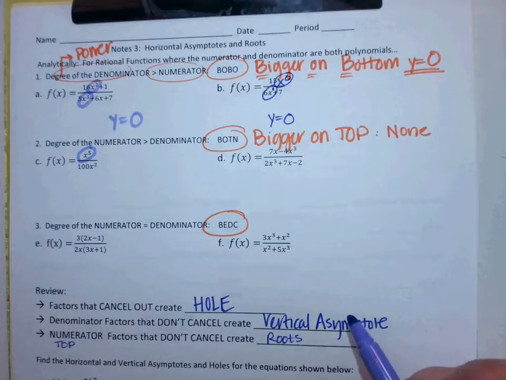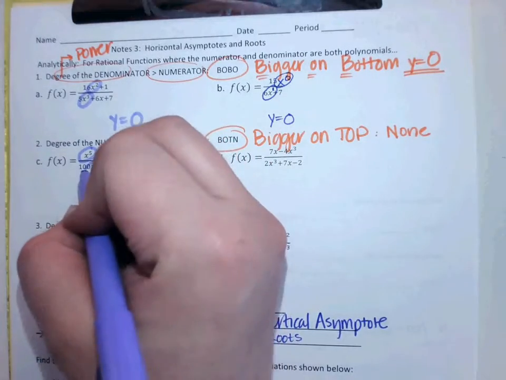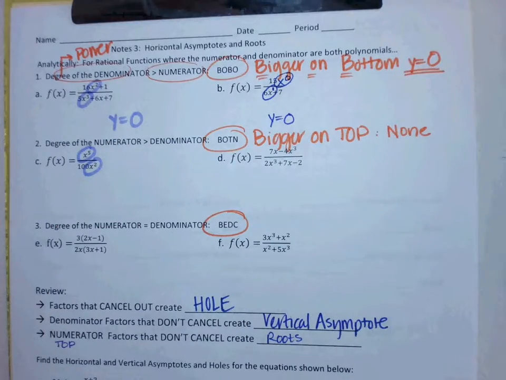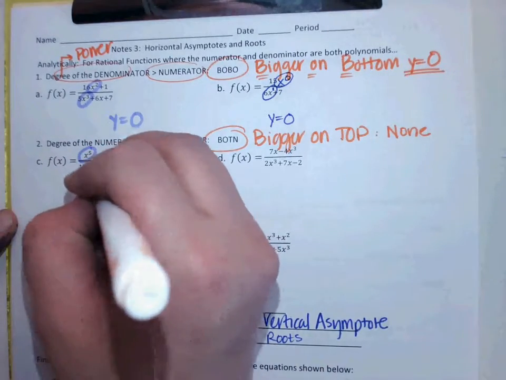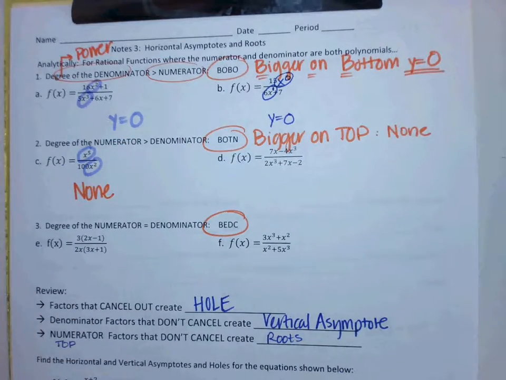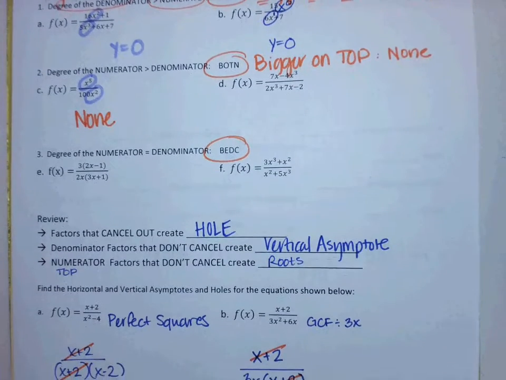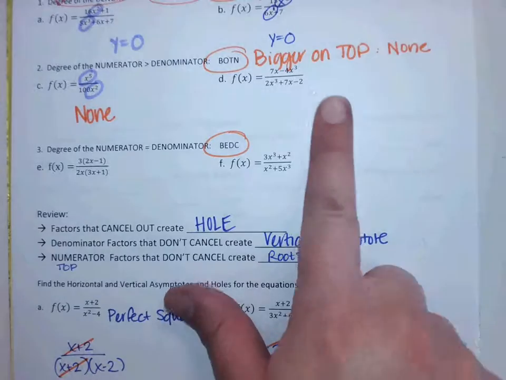x5 versus, look on the bottom, it's an x2. Which one's bigger? Bigger on top, so it's none. That's all we're doing? Okay, now look at letter E at the bottom. We're going to skip D, we'll come back to it.